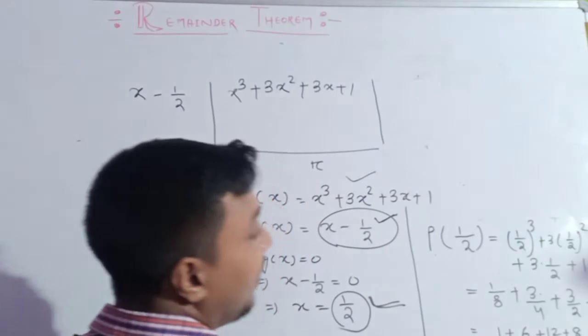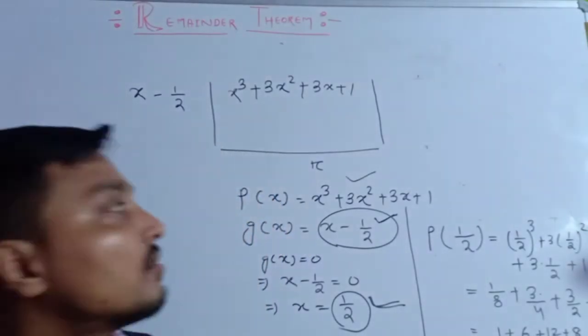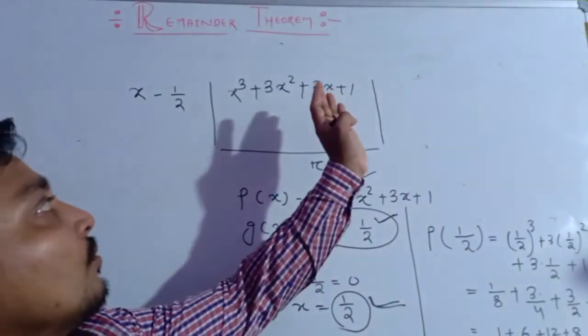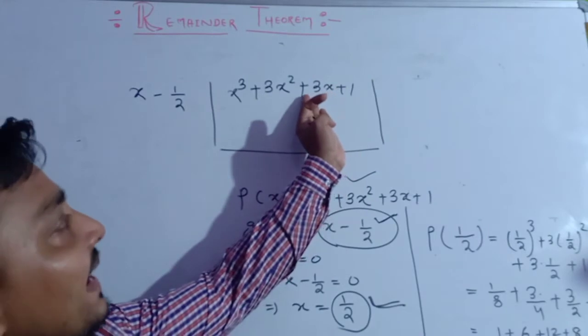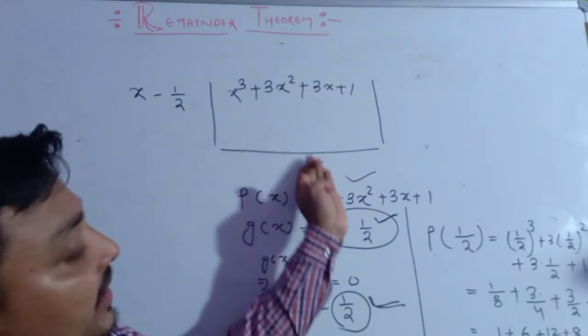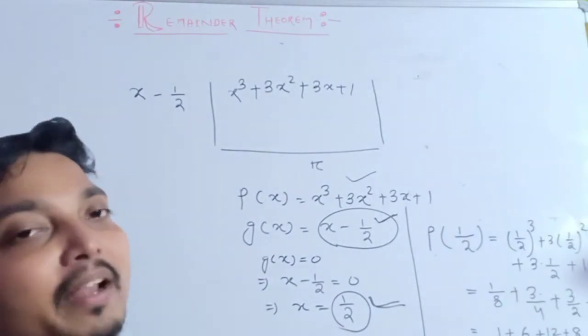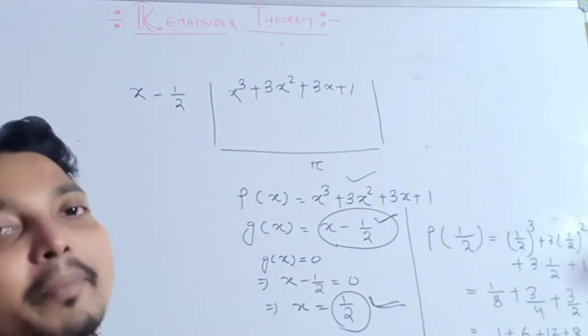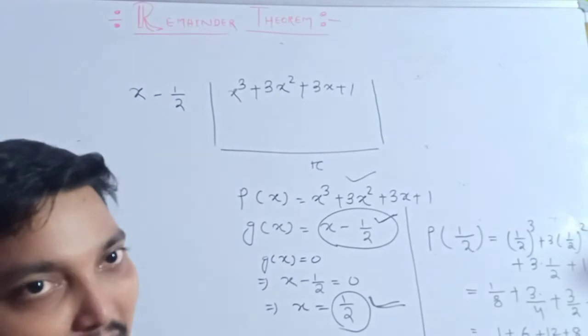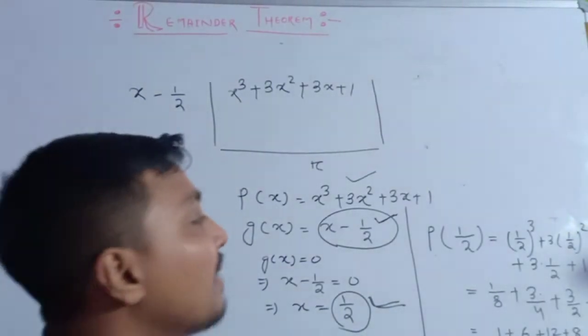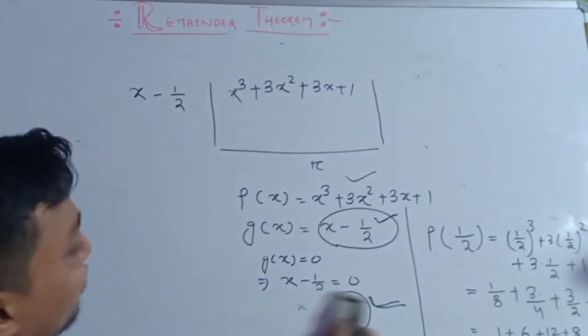Suppose in the long process of division you attempt the same, after a few steps you will also get this as the remainder. So this is the easy trick to find the remainder. Understood or not understood? Another question I am showing to you.